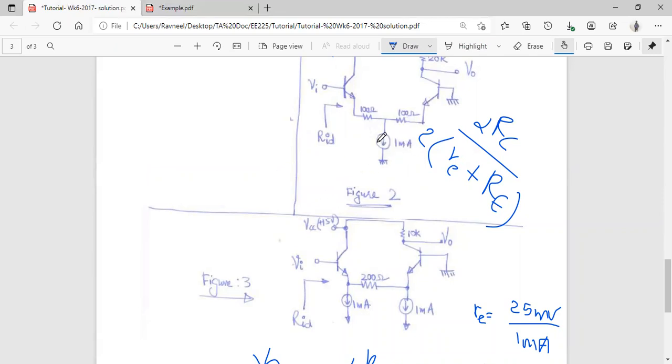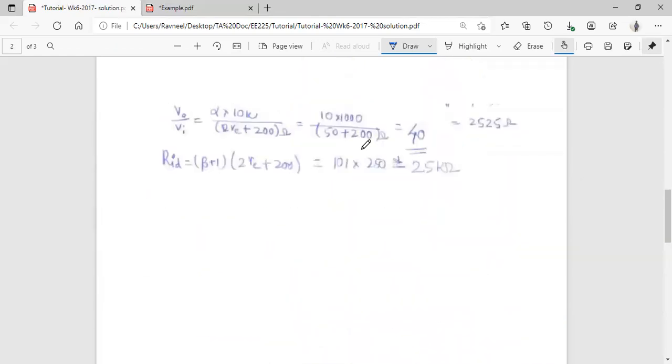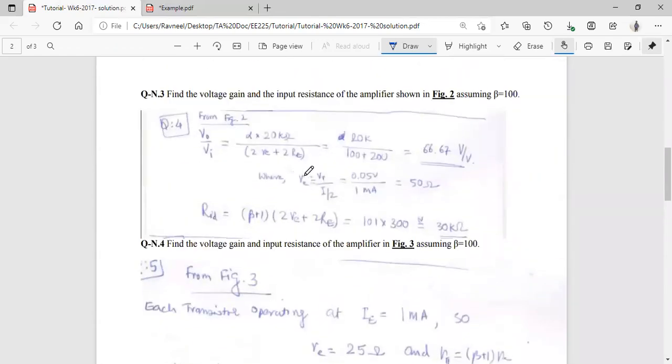So my biasing current IE1 in that particular case will be half milliamps. So to find our emitter resistance RE, it is basically equivalent to VT divided by I by 2. That is 25 millivolt divided by 0.5 milliamps, which can also be written as 0.05 volt divided by 1 milliamp, which is equivalent to 50 ohms. So we have our RE value.